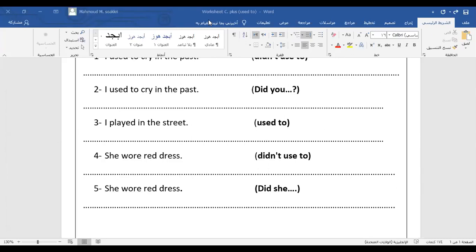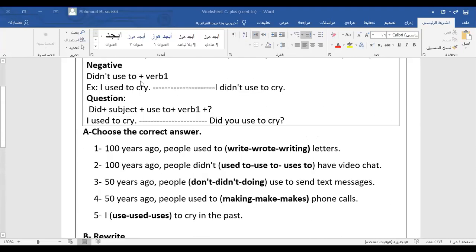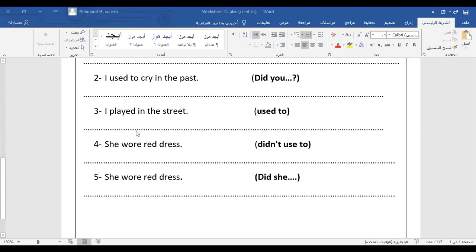Now we move to the last student for today, Mustafa Murad. Yes, miss. Next question. I played in the street. We used to. Remember that when we use used to, we use verb one.